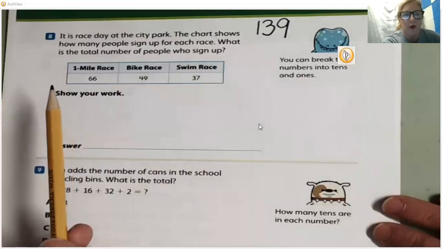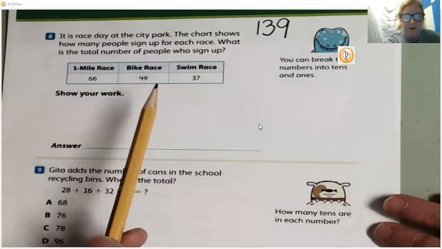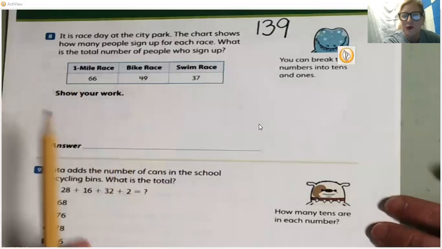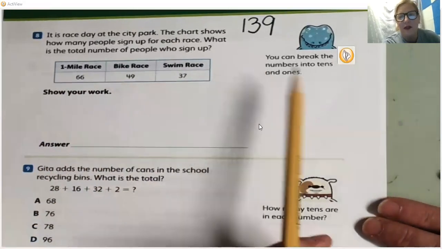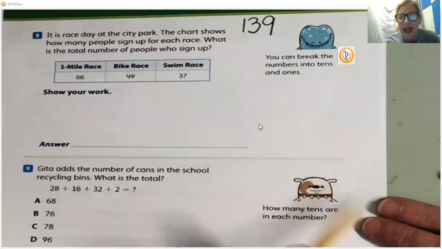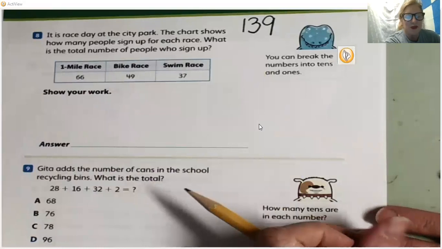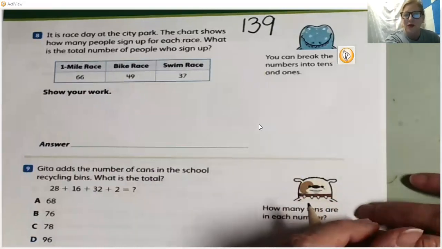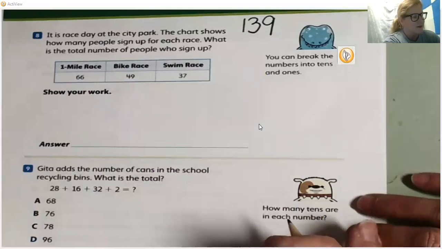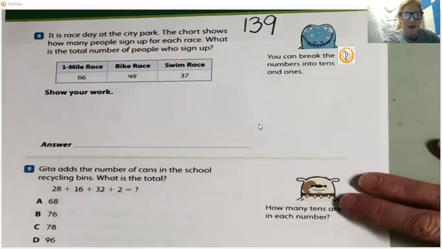So we have the 1 mile race, the bike race, and the swim race. So you're going to total this up. It says you can break the numbers into tens and ones. Okay, so I want you to go ahead and pause the video and solve that problem. Okay, we're back. So let's see what you did.